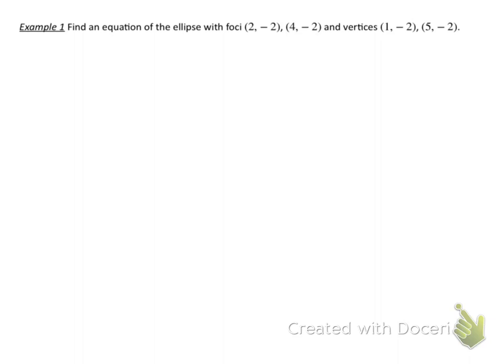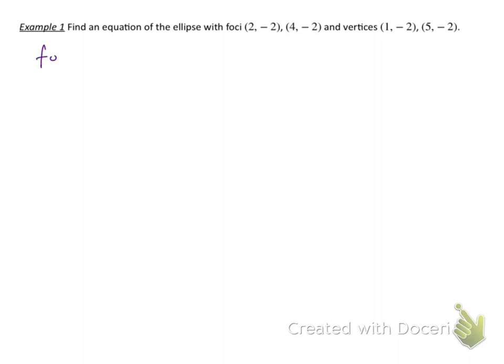Let's see. The center is the midpoint of the two foci. It's also the midpoint of the two vertices. It's also the midpoint of the two endpoints of the minor axis. So pretty much having any pair of them, you get the center.